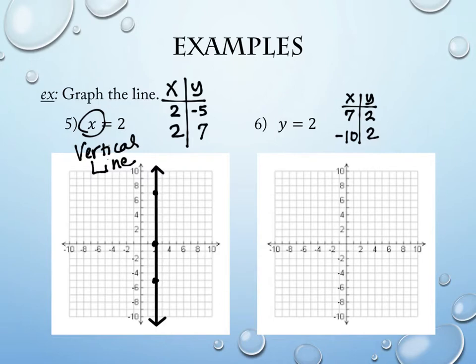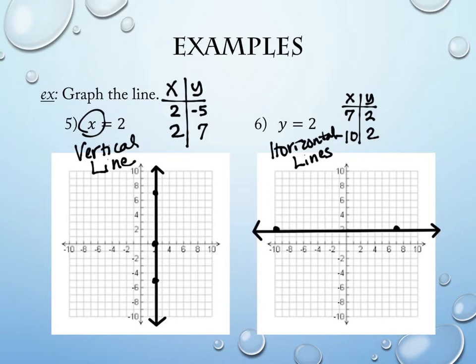So these are the two I picked. X equals 7, y equals 2, which would be here. X equals -10, y equals 2 would be here. And we would connect the dots. That's not good. Let me shift it up. Try that again. It's a little bit better. And we would draw our line through them with the arrows on the end. So again, anytime I have y equals a number, these will always yield horizontal lines. Okay.